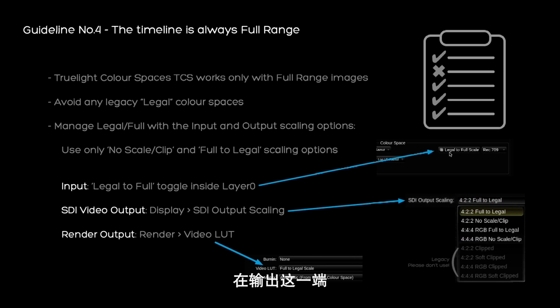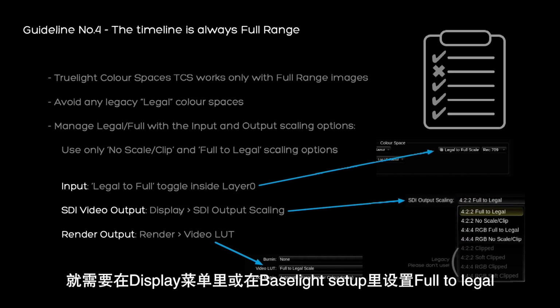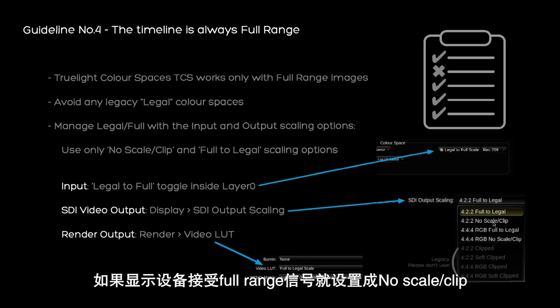And on the output side, if our display that we have connected, typically via SDI, expects legal, or sometimes it's also called limited range, then we need to set the SDI output scaling either in the display menu or in Baselight setups accordingly to full to legal. Otherwise, set it to no scale clip if the display expects full range levels.